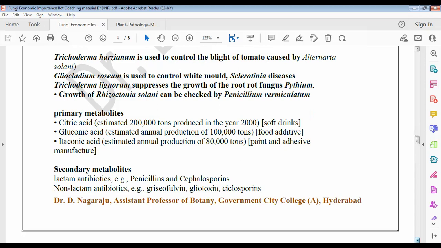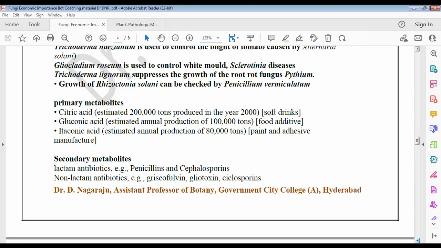And you know the primary metabolites, I already told you: citric acid, gluconic acid, and itaconic acid. These are produced by using the fungi, especially Aspergillus and Rhizopus. Aspergillus and Rhizopus, these two fungi play a role in the preparation of citric acid, itaconic acid, gluconic acid, and even amylases.